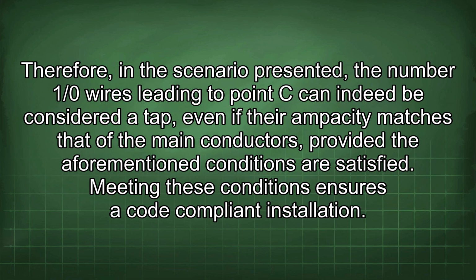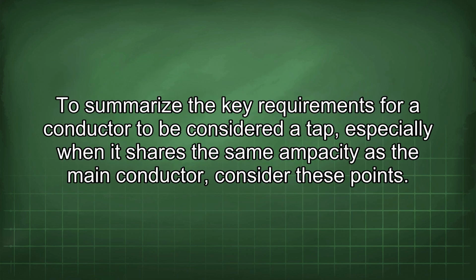Therefore, in the scenario presented, the number 1/0 wires leading to point C can indeed be considered a tap, even if their ampacity matches that of the main conductors, provided the aforementioned conditions are satisfied. Meeting these conditions ensures a code-compliant installation. To summarize the key requirements for a conductor to be considered a tap, especially when it shares the same ampacity as the main conductor, consider these points.